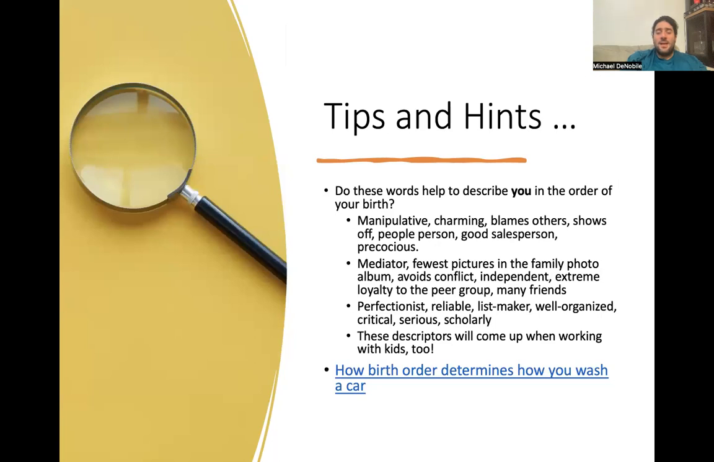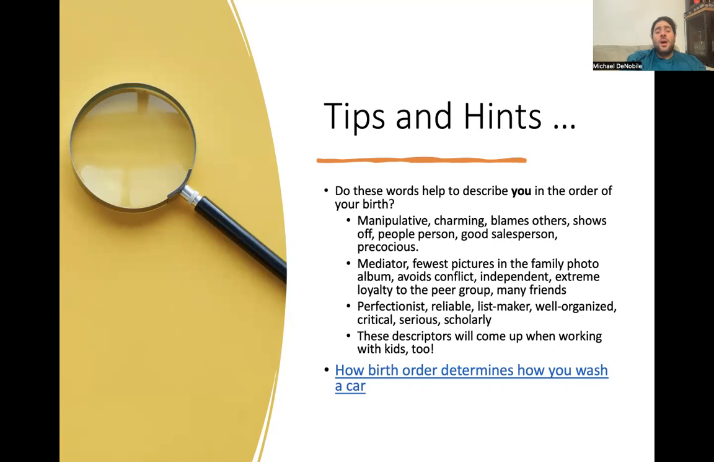Tips and hints. Do these words help to describe you in the order of your birth? Are you manipulative, charming? Do you blame others? Do you show off? Are you a people person? Are you a good salesperson? Are you precocious? That may be, if that's one type of birth order, not telling you which one it is, that's one type of birth order.